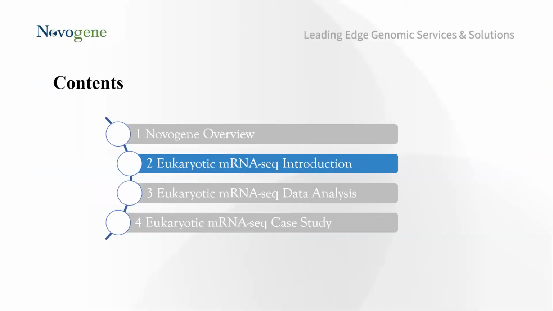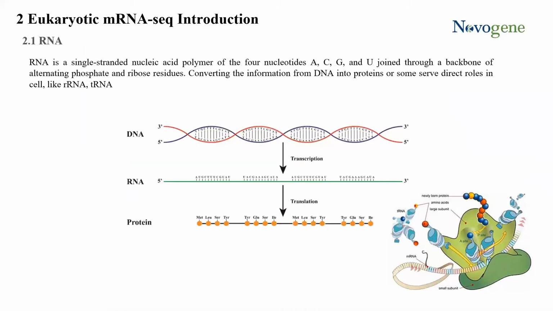So let's cut to the chase. Let's start talking about what we all came here to hear about, eukaryotic mRNA Seq. So I would like to start my introduction to mRNA sequencing by defining what is RNA. RNA is a polymer of nucleotides joined by a backbone of phosphate and ribose residues.